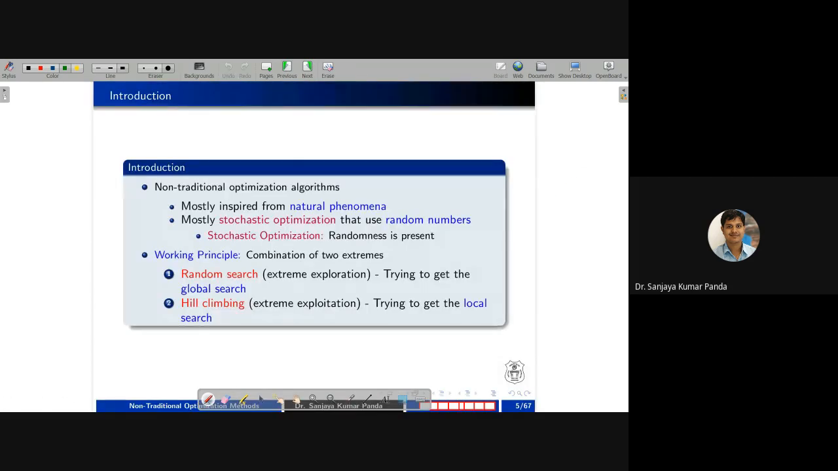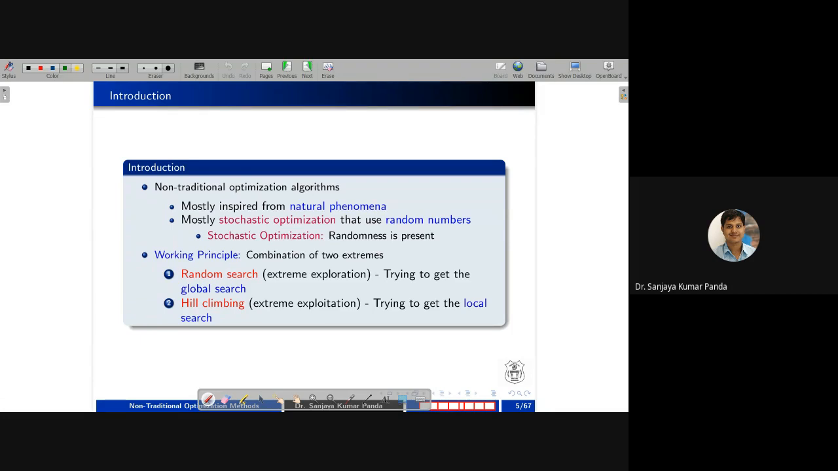Then if you go for these non-traditional optimization methods, you will see most of these methods are inspired by natural phenomena. Some methods are biology-inspired, some methods are based upon nature, some methods are based upon how a bird collects food, and some methods are related to the ant, right? So you will find different types of methods by looking into animal behavior, human behavior, and so on.